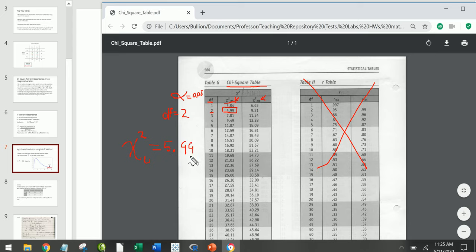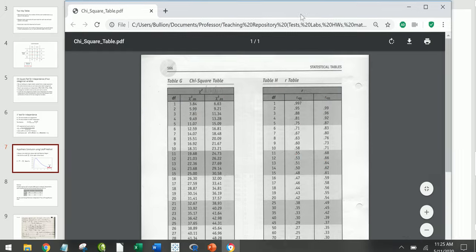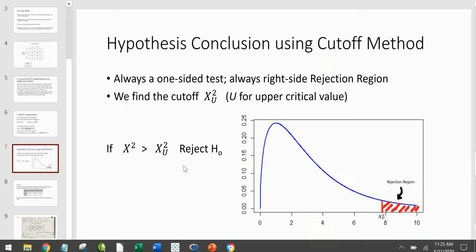Okay? Now let's take that number and go back and see how that translates to this picture. That means that here we would have 5.99 as our cutoff. Of course, that wouldn't make sense with this number line here. This was just an arbitrary example I gave you. But basically, 5.99 would be the check. If our chi-square is greater than 5.99, then we would reject H0.